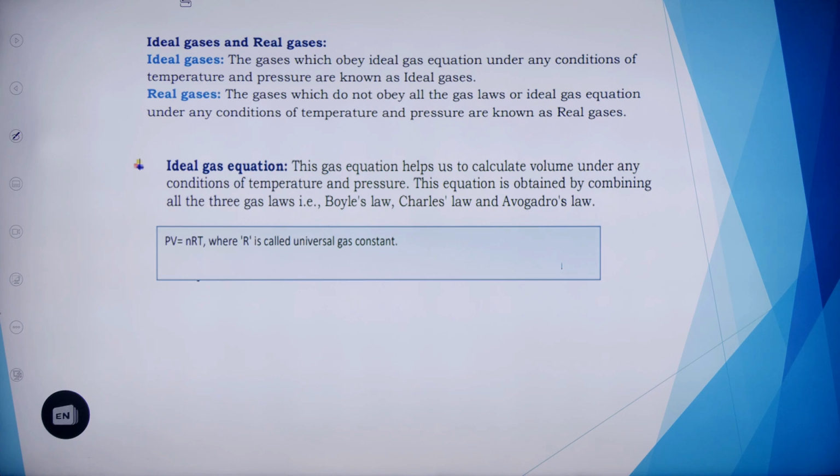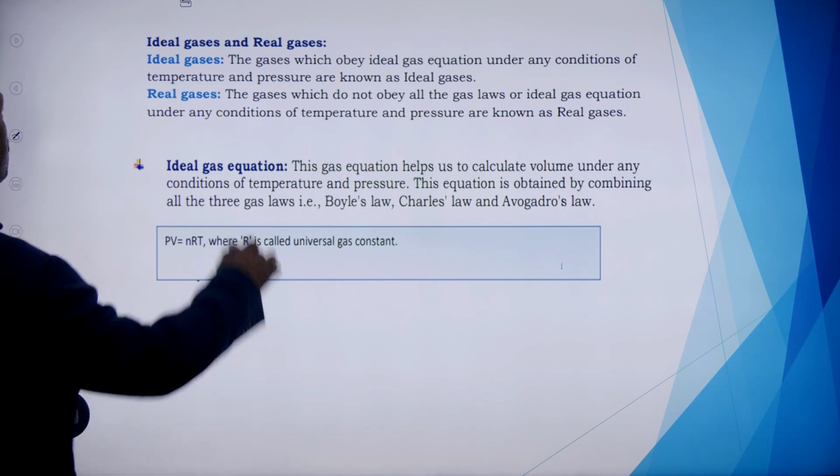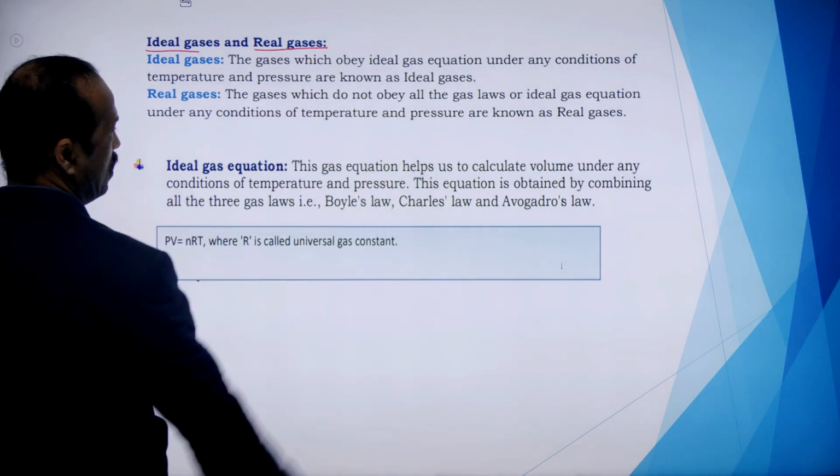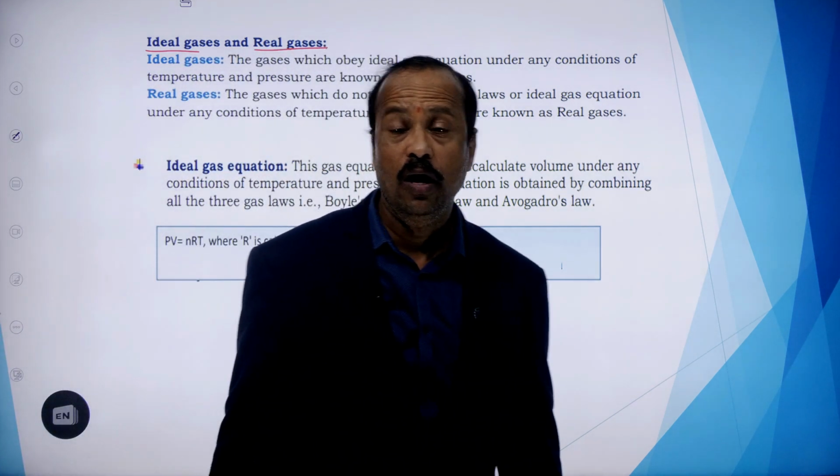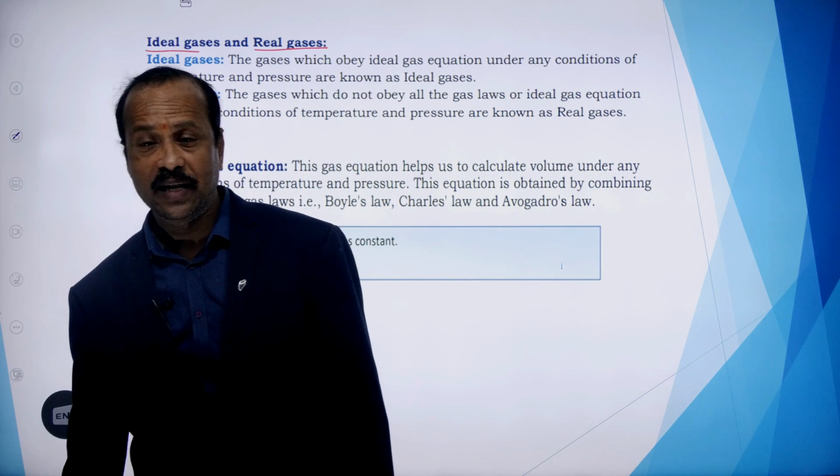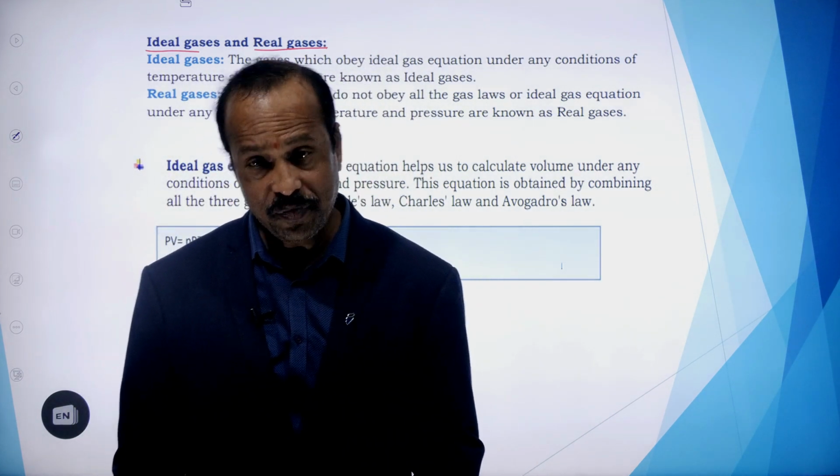So that is about this one. Now here, students, gases are of two types. How many types of gases are there? Two types of gas are there. What are they? Ideal gas and real gas.